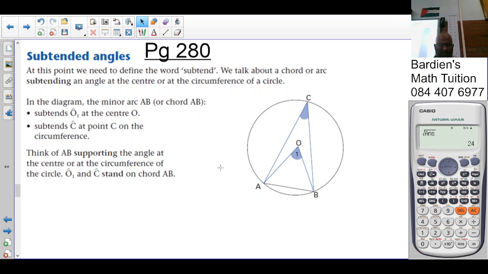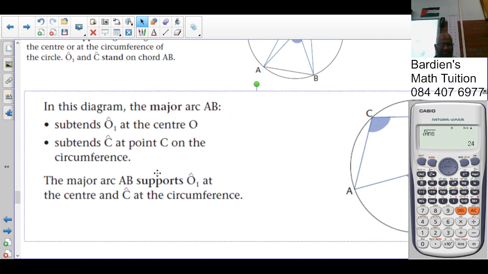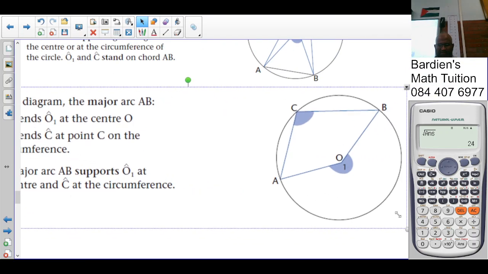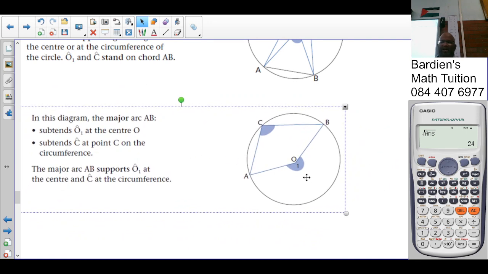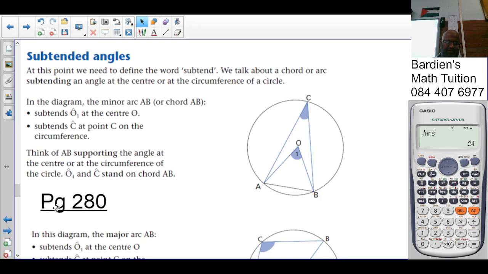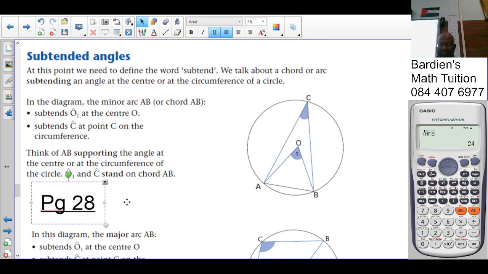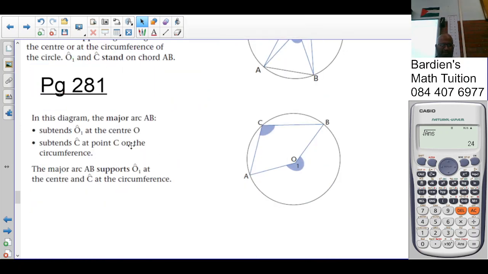If you look at this, that was a minor arc. If you're looking at the major arc, it's going to look something like this, which will then go into theorem 2. In this diagram, the major arc AB. You see here, the previous diagram was the minor arc. Here's the major arc. Can you see that, people?